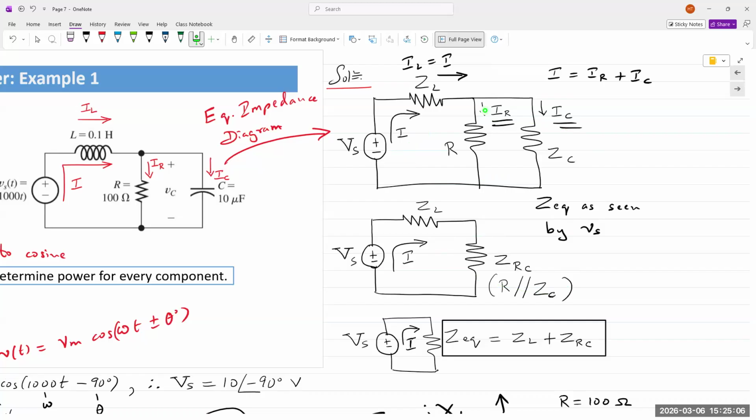Now, at this point, if I wanted to take a shortcut, I would apply voltage division. Apply voltage division, find the voltage across ZL, find the voltage across ZRC. Then I have the voltages for the inductor and the voltage for the resistor and capacitor. Apply V squared over R, and we are done.